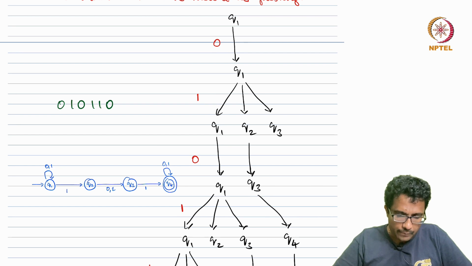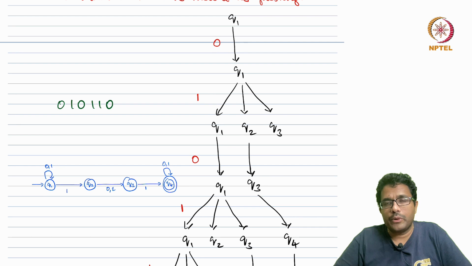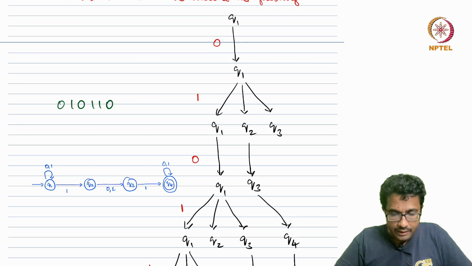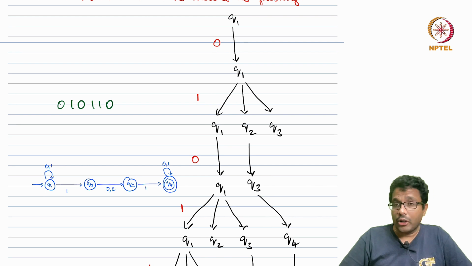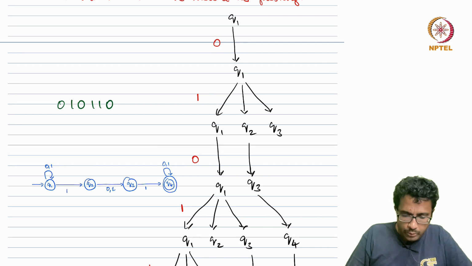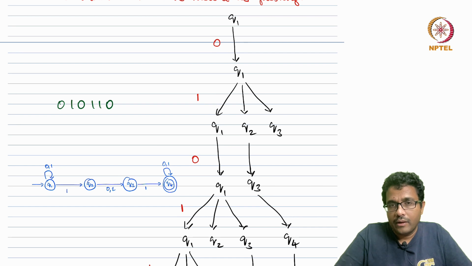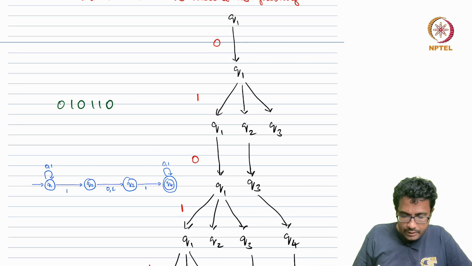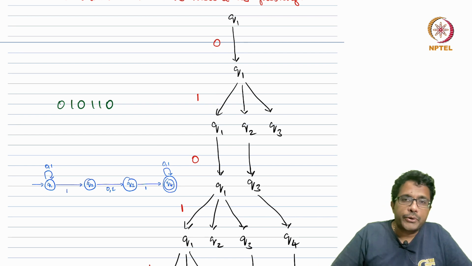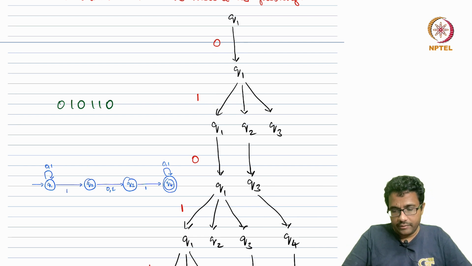The first 0 keeps you at Q1, because Q1 has only one outgoing arrow with 0 on it. For the second symbol 1, there are three options. You are at Q1. One is to take the self loop and remain at Q1. Another is to take the outgoing arrow to Q2. If you go to Q2, you could also take the epsilon transition to Q3. So these are the three things that you can do upon reading the second 1.